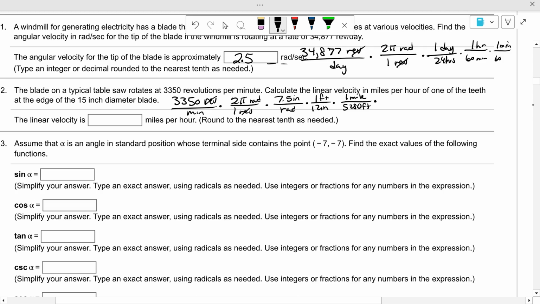So revolutions, radians, inches, feet, miles per minute. So now I got to get to hours. In there's 60 minutes, there's 1 hour, and minutes cancel with minutes. So 3350 times 2 times pi times 7.5 times 60 divided by 12 divided by 5280. And you should get the number of miles per hour. Now this one's screaming along, I bet over 100 miles an hour.